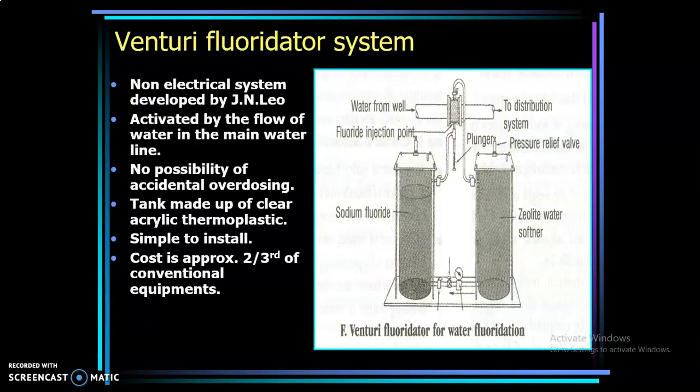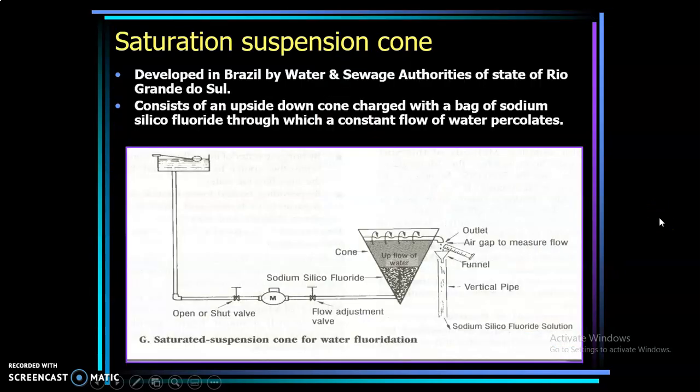The next is the Venturi fluoridator system, which also uses sodium fluoride, and in this system there is no chance of accidental overdosing. That is the biggest advantage of the Venturi fluoridator system. The next is the saturation suspension cone. This is also used for sodium fluoride, and these are the various machines by which you can add fluoride artificially to drinking water.